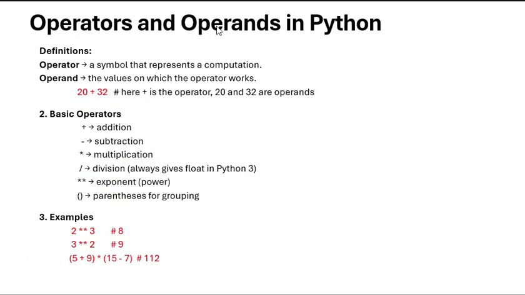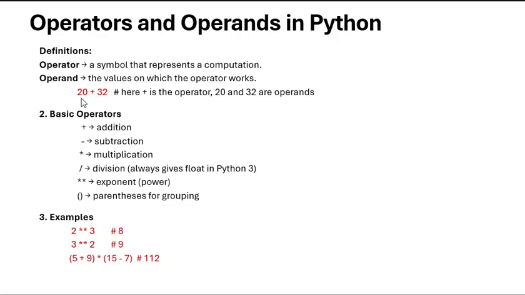The next concept is operators and operands in Python. Operator means a symbol that represents a computation. For example, here plus is an operator. It is a symbol that represents a computation. It will tell us to do some calculation. Got it? It is a simple symbol that represents a computation, a calculation. Operand means the values on which the operator works. These two are operands. These two are values which the operator is working on.